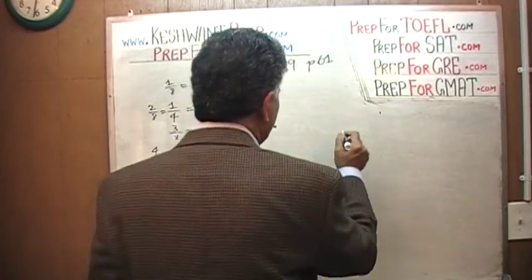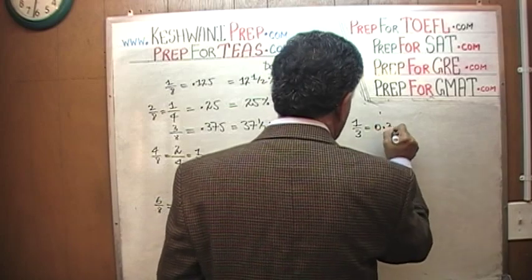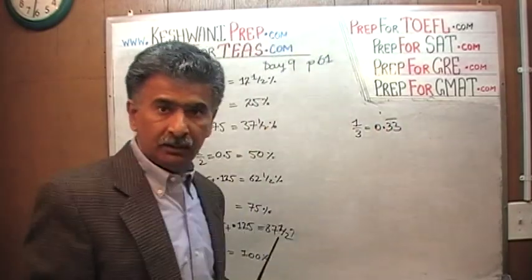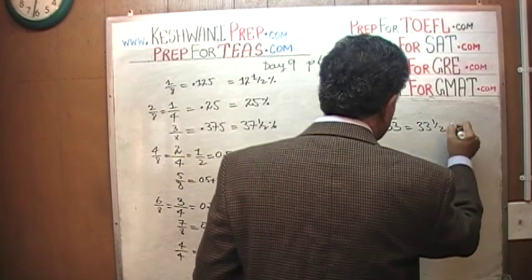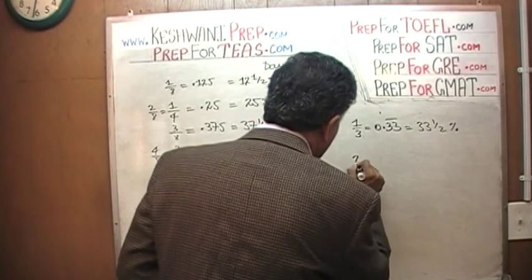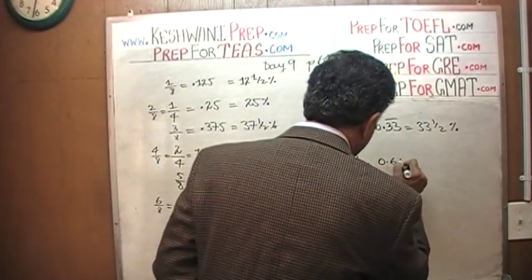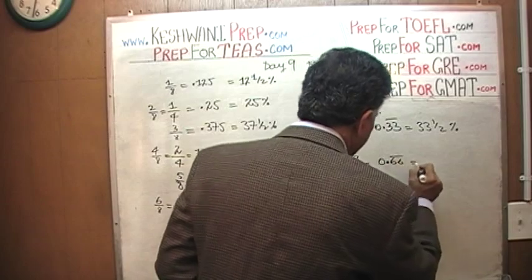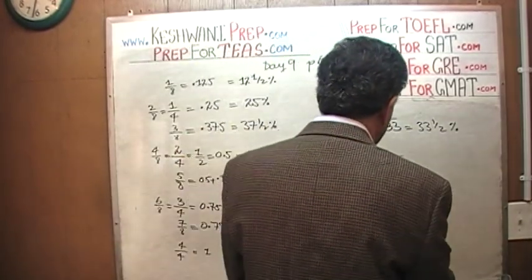Thirds are quite straightforward. 1/3, we already know, is 0.33 repeating, which is simply 33 1/3%. 2/3 is going to be twice that amount, which is 0.66 repeating all the time, which is usually rounded up.